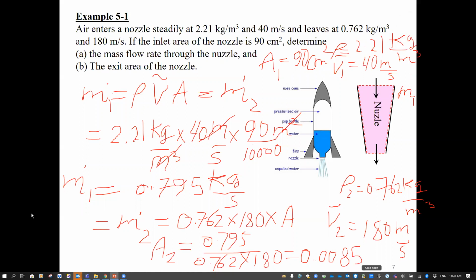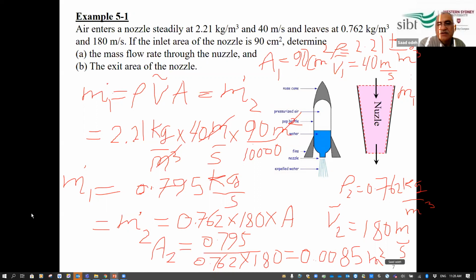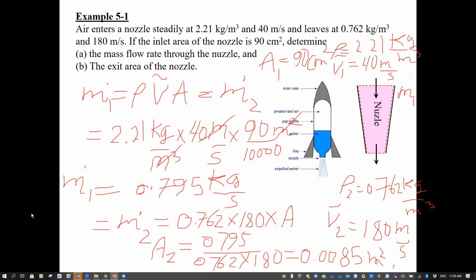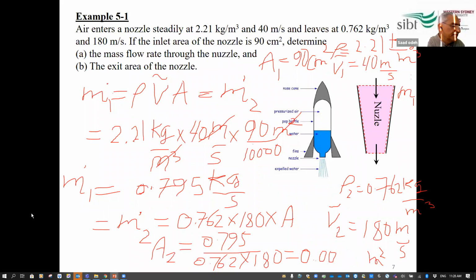Oh, yeah, for mine it is 0.00579. Oh, really? So 58, different. 58, not 85? Oh, okay. Thank you. So it should be 58 then. So this is the area.